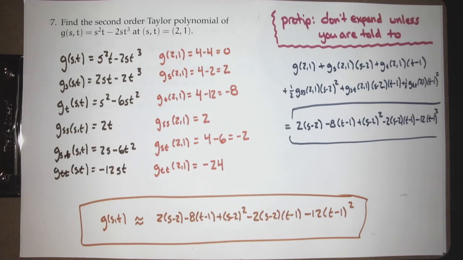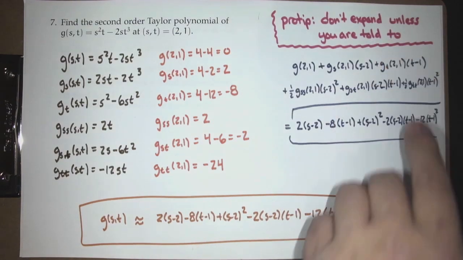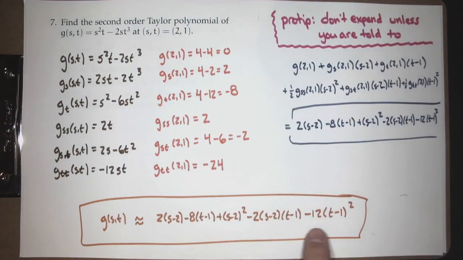So if they ask you in a long answer problem about a second order Taylor polynomial, you just got to sit down and do the work. And I suggest don't expand unless you are told to. In other words, leave it as your s minus t's and t minus 1s, because that's actually the useful form.